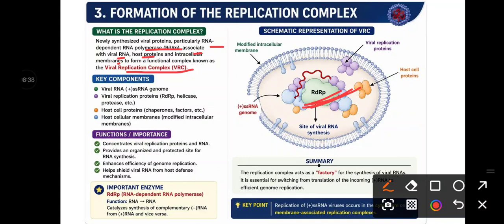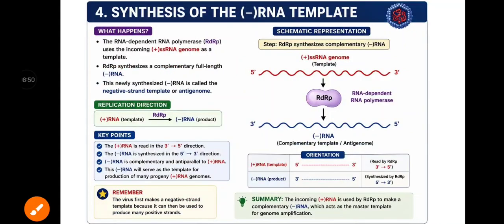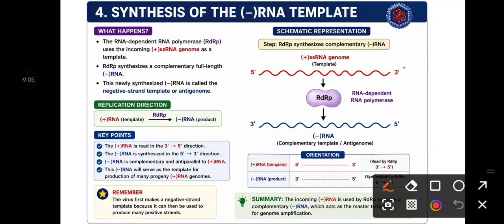So after the formation of this replication complex, it will start synthesizing the anti-genome or negative strand RNA. Because when the virus entered the plant cell, its protein coat was degraded, and we only have our nucleic acid, that is the single stranded positive sense RNA genome, and some associated proteins that we got after translation.